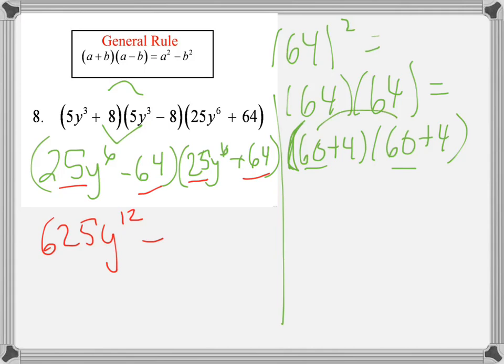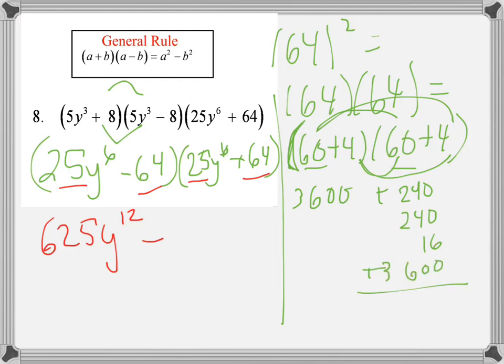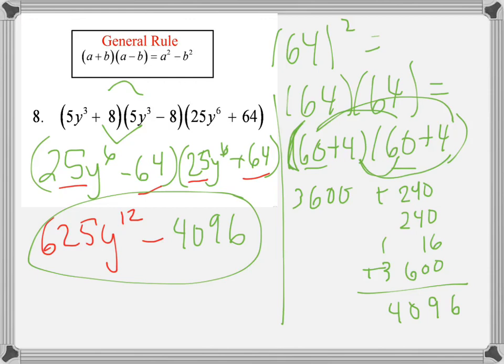So 60 times 60 is 36 with 2 zeros, plus 60 times 4 would be 240. We're going to have that again here, 240. And then 4 times 4 is 16. So if I line these all up, I could add them together quickly, and I'd have 4,096. And that is the end of that problem. And that's the end of the lesson.